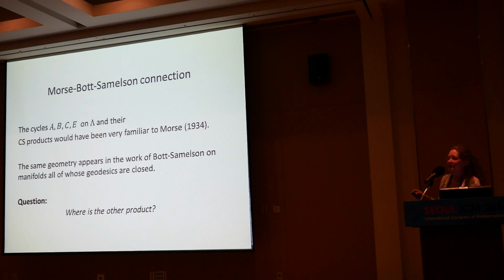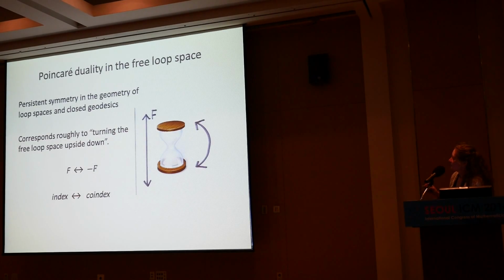The reason I said, where's the other product, was the following. There's this persistent symmetry in the geometry of loop spaces and closed geodesics. And it corresponds roughly to turning the loop space upside down. And so just flipping the whole thing.